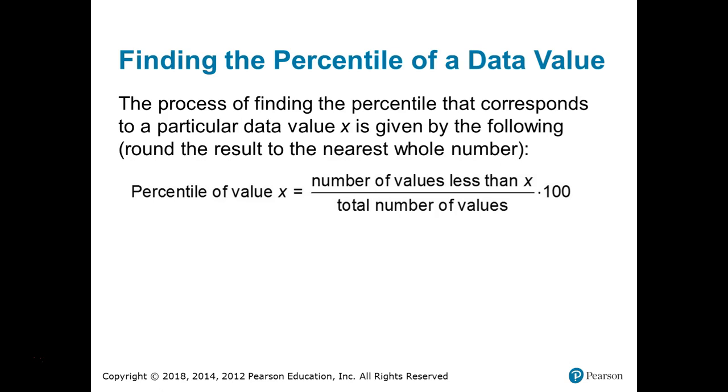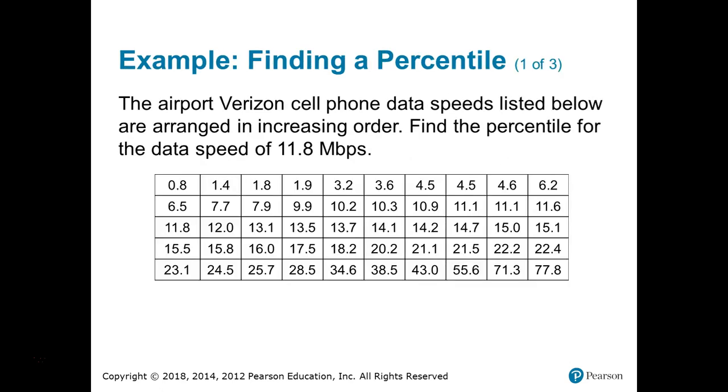So how do you find the percentile of a value? Well, it's just a simple little formula. You take the number of values less than x, and then divide by the total number of values. And that makes sense. If we had 50 total values, and then you look at the number exactly halfway, so 25, well, 25 divided by 50 is 50%. So it'll be that formula right there. Let's go do an example.